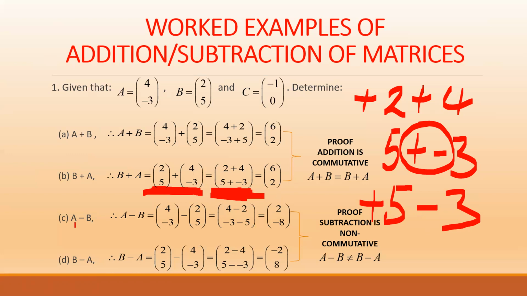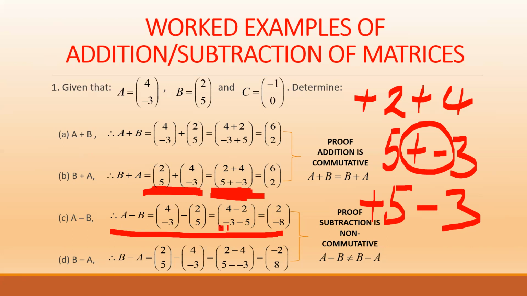Now let us move to example C. That is where now we're subtracting. So the question is A subtract B, or A take B, right? So A take B, so let us set it out now. This is how you show your working, guys. So A take B equal to 4, negative 3. So that's matrix A subtract matrix B, which is 2, 5.